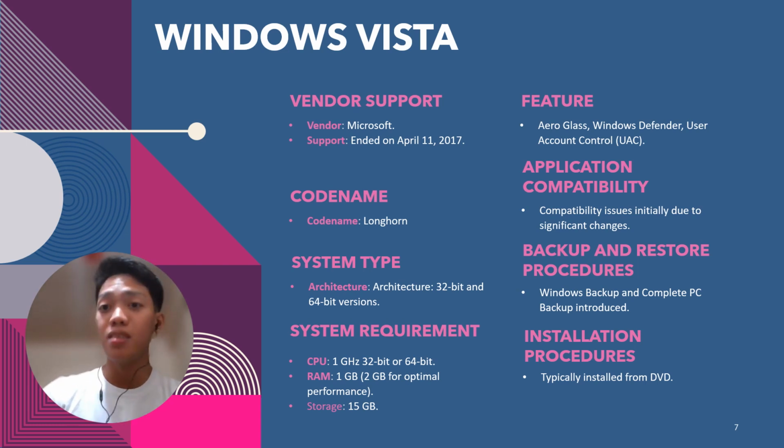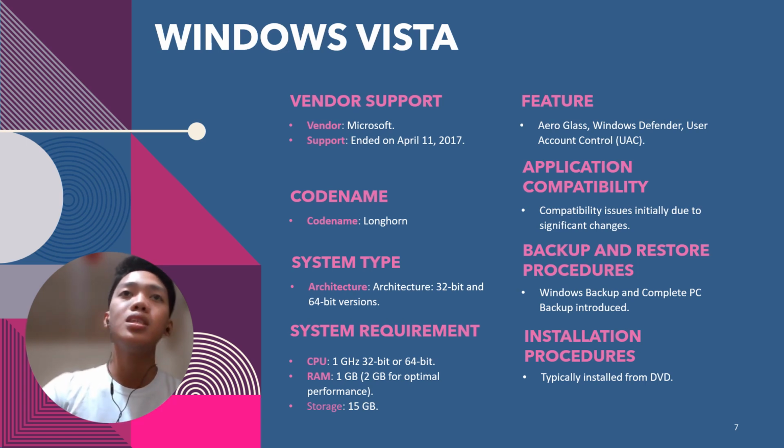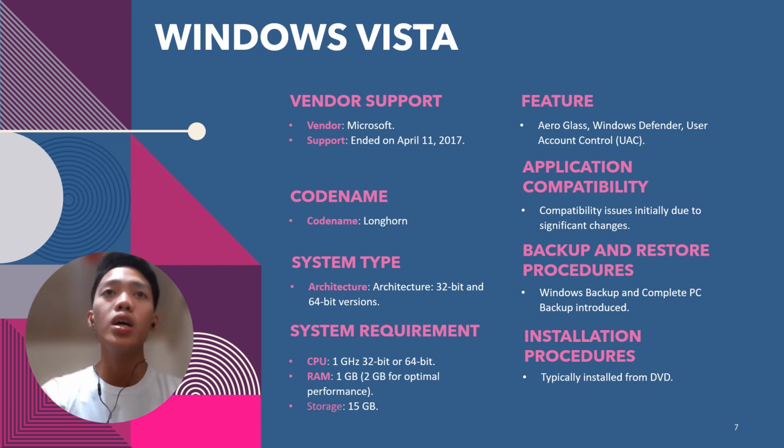Storage is 15 gig, it's getting higher this time. The increased system requirements reflected advancements in hardware capabilities, supporting richer graphical experience and improved multitasking. The features we have are Aero Glass, Windows Defender, and User Account Control or UAC. Aero Glass introduced a visually appealing interface, while Windows Defender and UAC aim to enhance protection against malware.